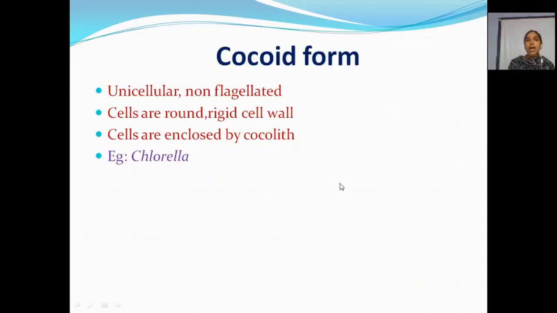And another one is coccoid form. What is coccoid form? That is unicellular, but it has no flagella, that is they are not moving, they are non-motile. Their cells are round with a proper cell wall and enclosed by a cover known as coccolith. Clear? You can have the example Chlorella. Very simple, you may have heard about Chlorella. Chlorella is used for oxygen deficiency conditions, when space visitors use Chlorella.